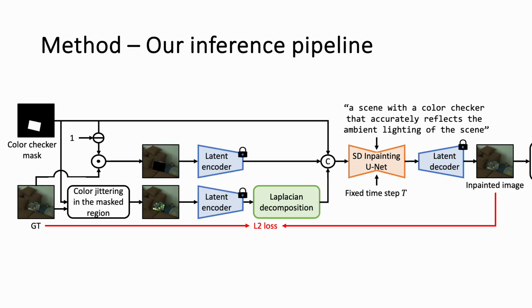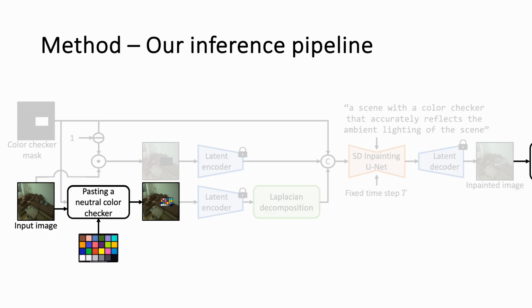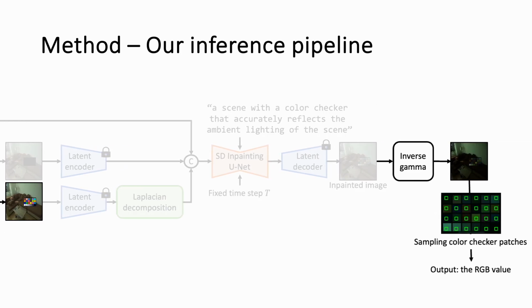Now, let's move to our inference pipeline. During inference, there are two main differences from training. First, we don't need to calculate loss. Second, instead of applying color jittering, we directly paste a neutral tracker onto the input image. Then, following the same pipeline as training, we obtain the output image. Finally, we can sample color patches from the generated tracker to get the illumination estimate for white balance correction.